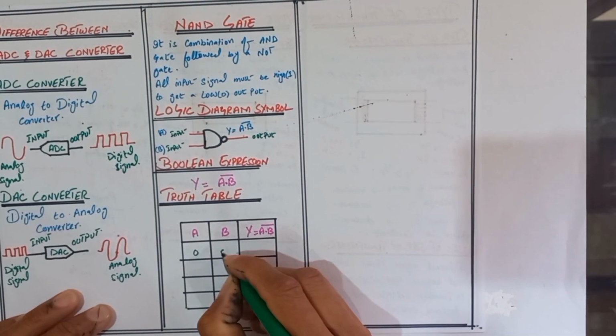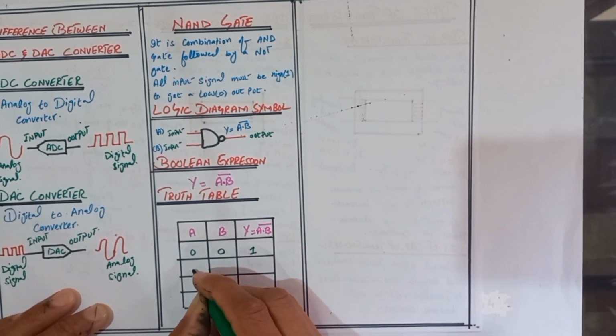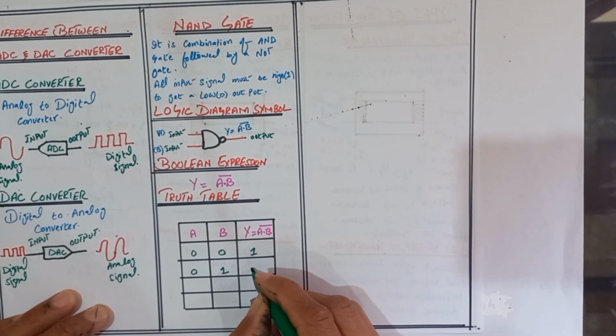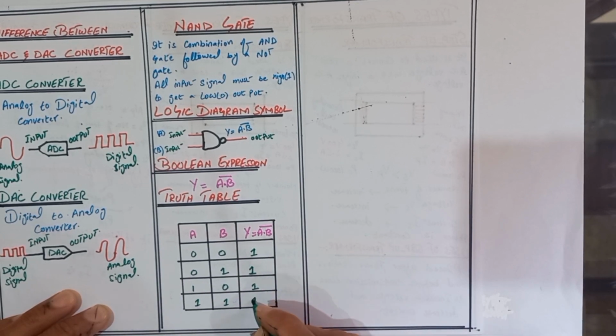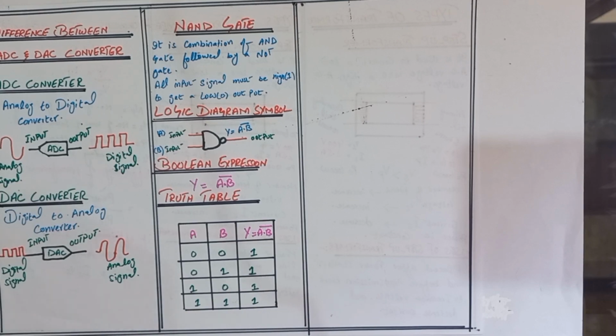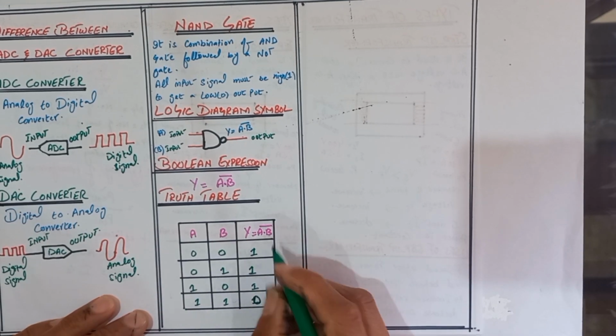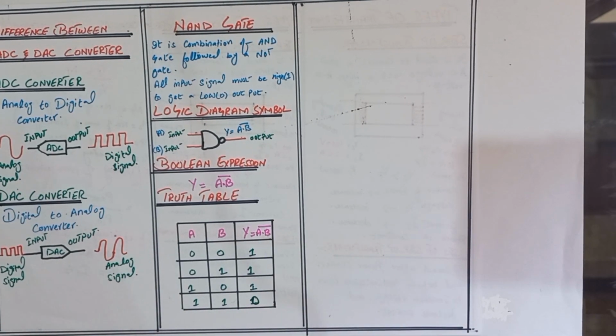If both inputs are 0, the output is 1. If the inputs are 0 and 1, the output is 1. If the inputs are 1 and 0, the output is 1. If both inputs are 1, the output is 0 because of the bar, which inverts the output.